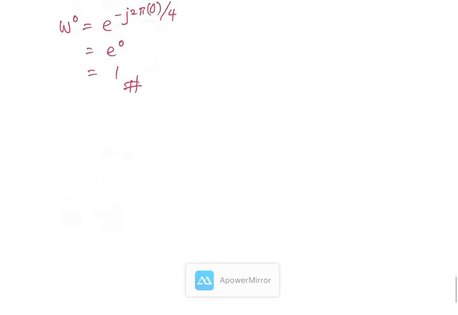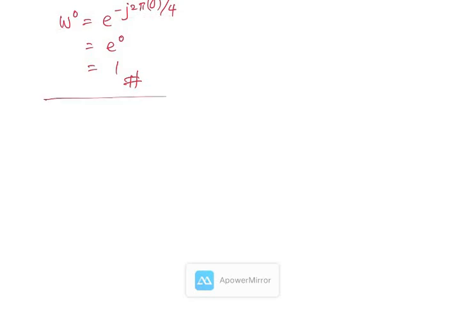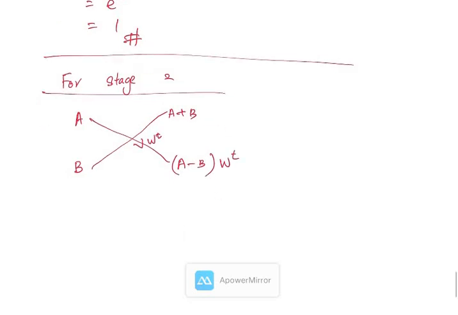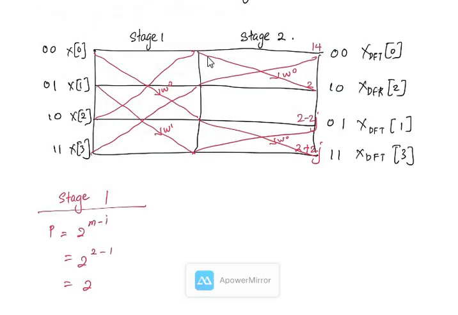So after you know the twiddle factor, we need to calculate the butterfly value. So we start with stage 2 first. So the A and B: this is A plus B, and this is A minus B multiplied with W^t. We go back to the diagram. So based on this diagram, A plus B equal to 14, and A minus B multiplied with the W0, which is 1, equal to 2.